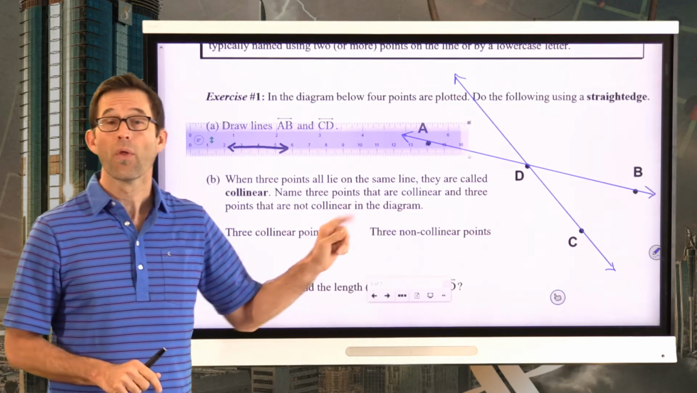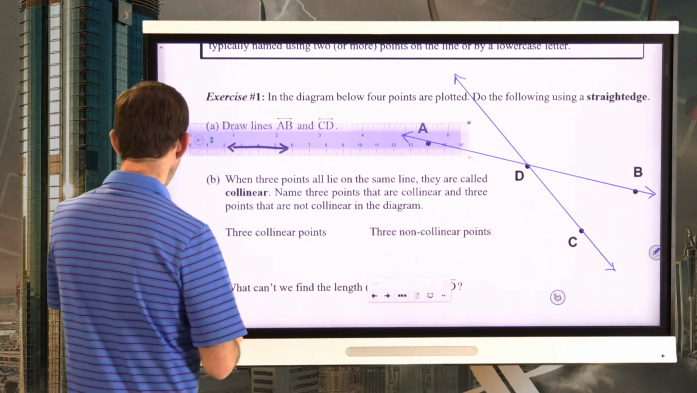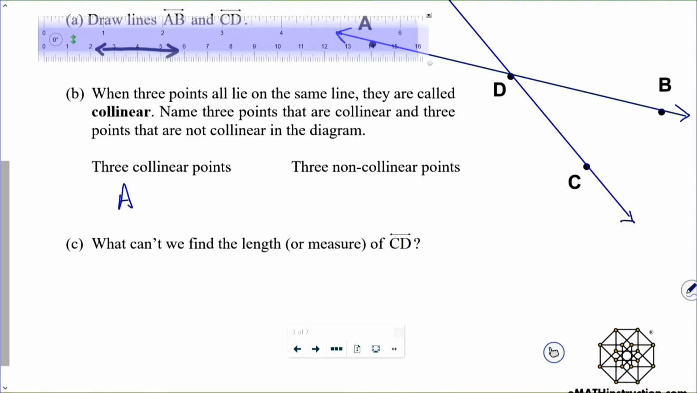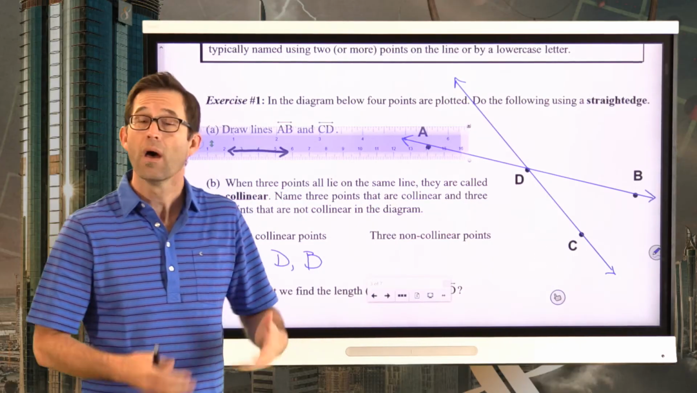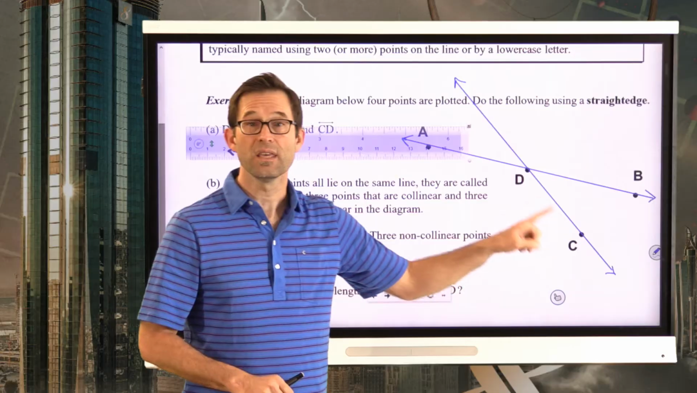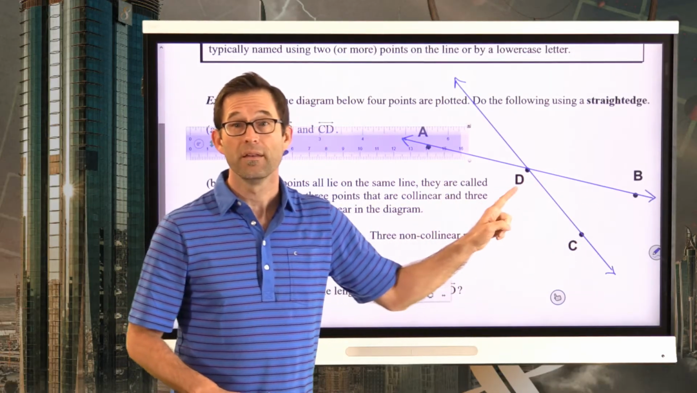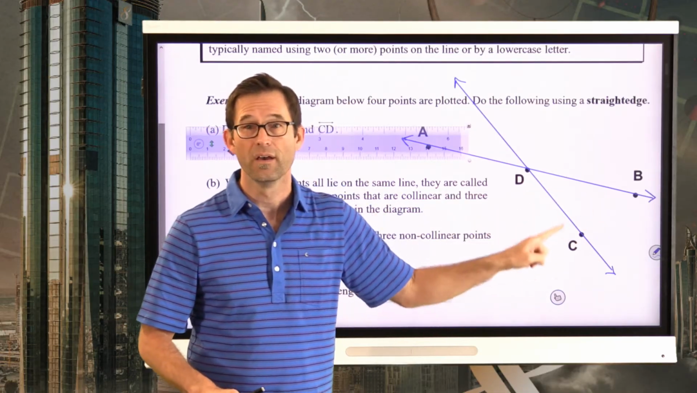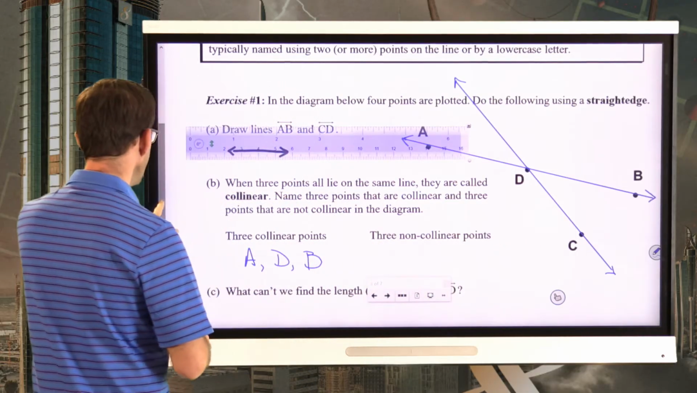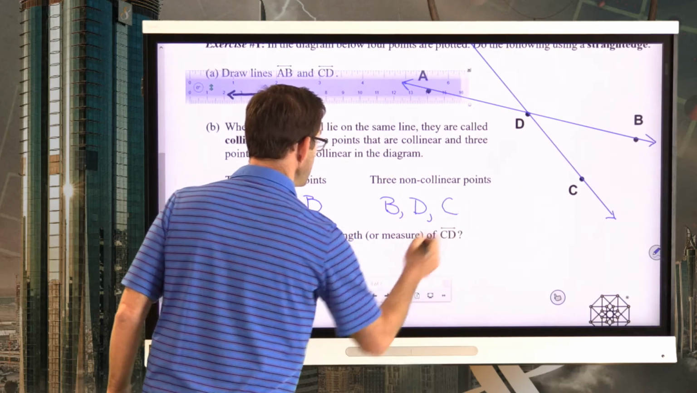All right, let's do it. Well, 3 points that all fall on the same line are points A, D, and B. So those are collinear points. A, D, and B. And you could list those in any order you want. On the other hand, if I want to list 3 non-collinear points, I actually have a lot of choices. For instance, C, D, and B don't all fall on the same line. A, D, and C don't all fall on the same line. I think I'll do the B, the D, and the C. Those are pretty clearly not on the same line. All right, so B, D, and C.